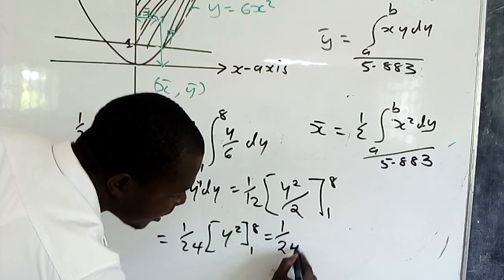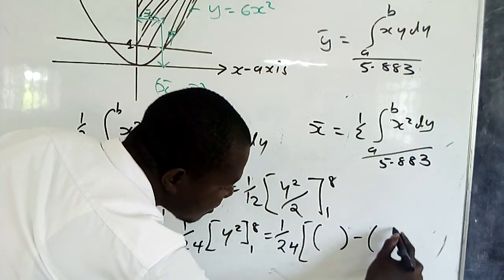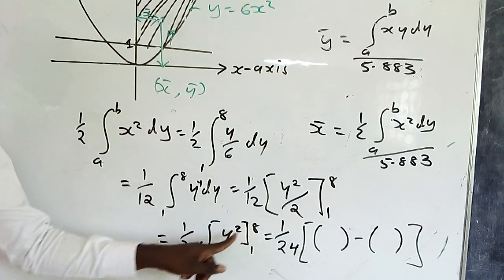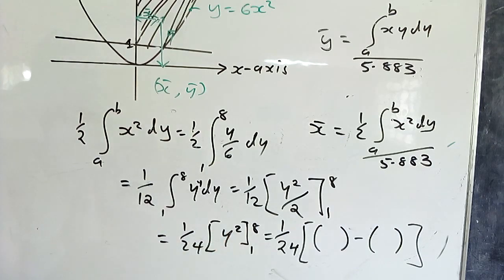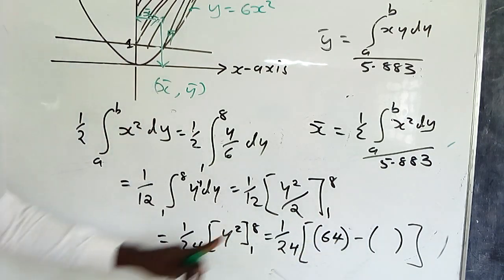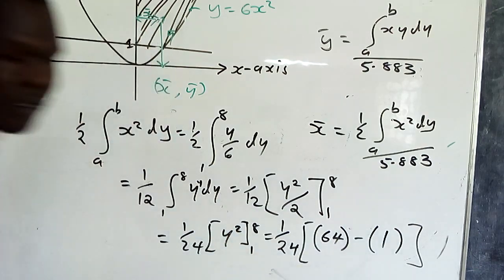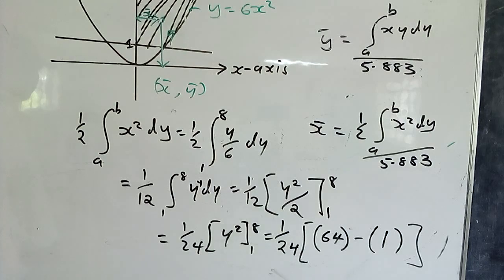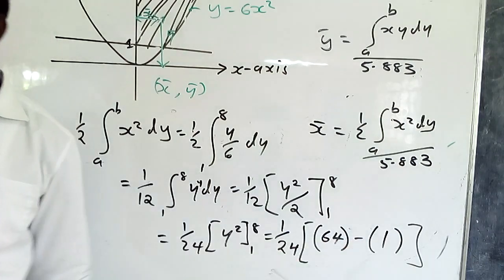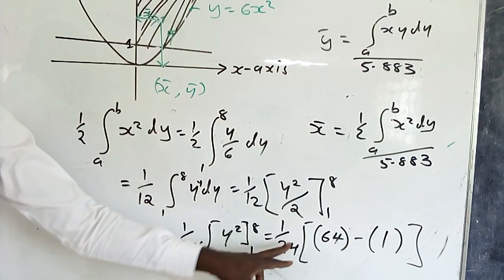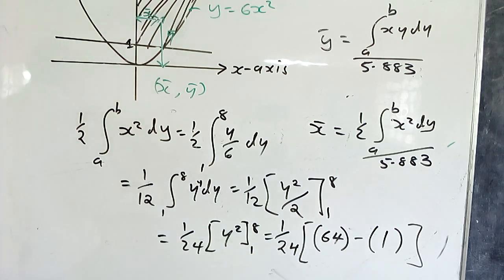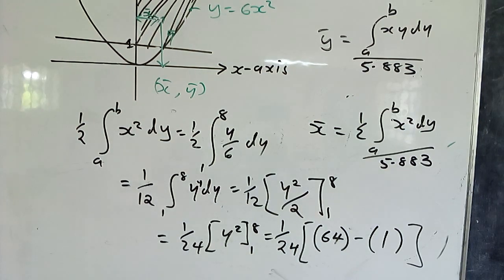So that is 1 over 24. Then upper limit minus lower. If you substitute 8 here, 8 squared, you get 64. You're done with the upper limit, isn't it? If you substitute 1 here, 1 squared you get? Are we together? So 64 minus 1 is 63. So 63 times 1 over 24 is like 63 divided by 24, which is 2.625. Did you get that using the other method?